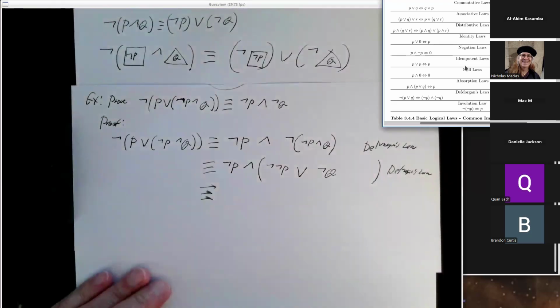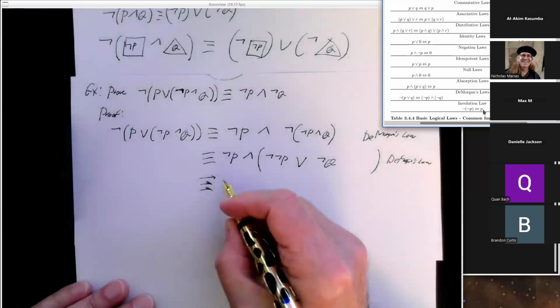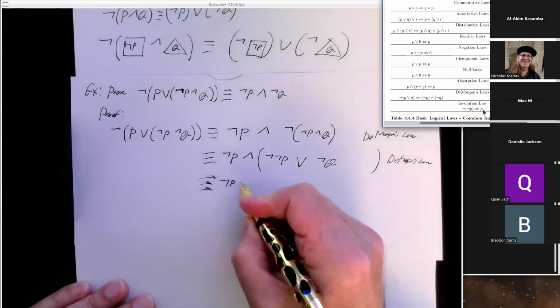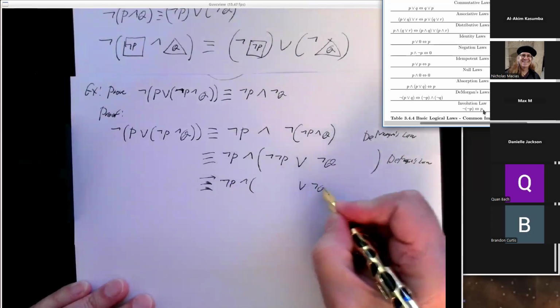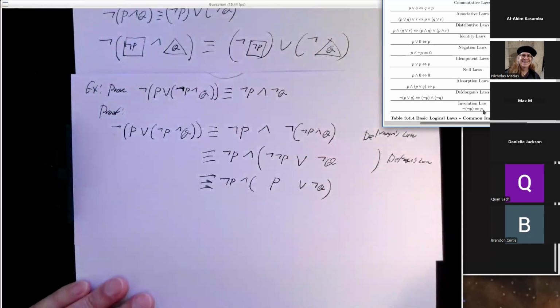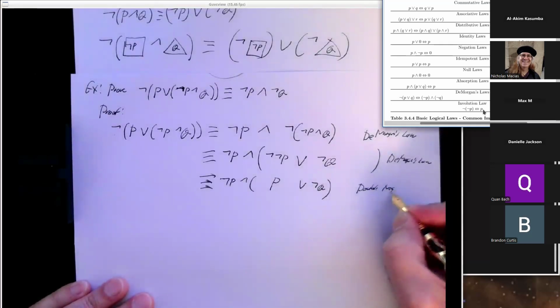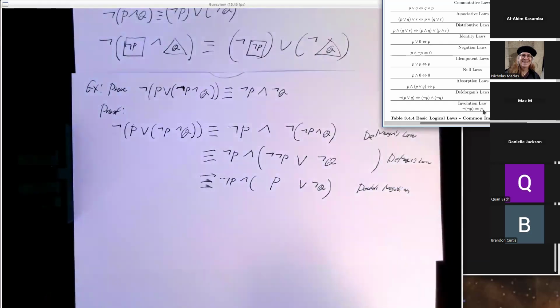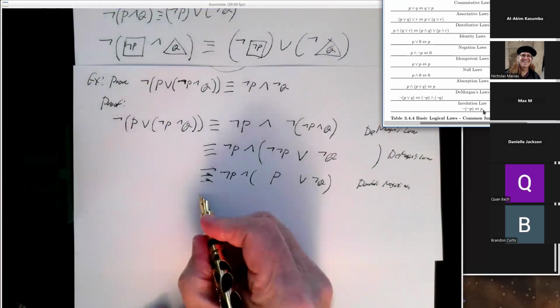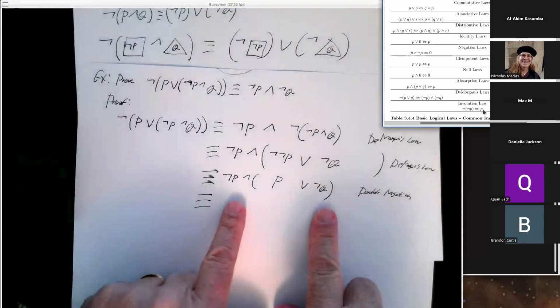Double negation, there we go. We have this involution law, not not P is equivalent to P. So I can take this and I'm going to replace not not P with just plain old P. I'm going to call that double negation. All right, you getting the idea? Need another law of logic. We want to change this into something else now.